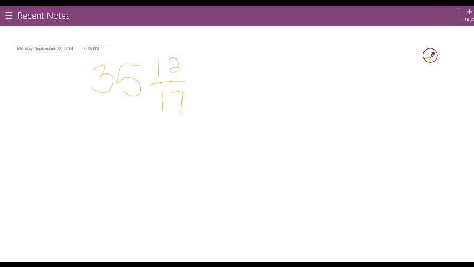So what we're going to do is break this integer up into parts and then add it into our fraction. The way we're going to break our integer up into parts is to multiply it by that denominator because we want all 35 of these units to each have 17 pieces.